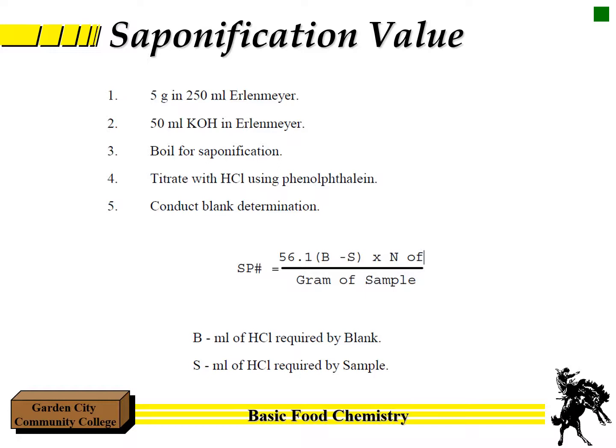And then you conduct what they call a blank determination. Again, there's a formula that goes with it, where B is the amount of hydrochloric acid required by the blank, and S is the milliliters of hydrochloric acid required by the sample.